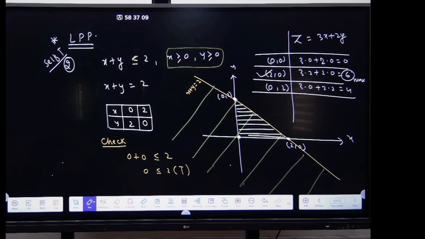Should I solve the fifth one? The fifth one, I'll solve. You solve the fourth, I solve the fifth one.